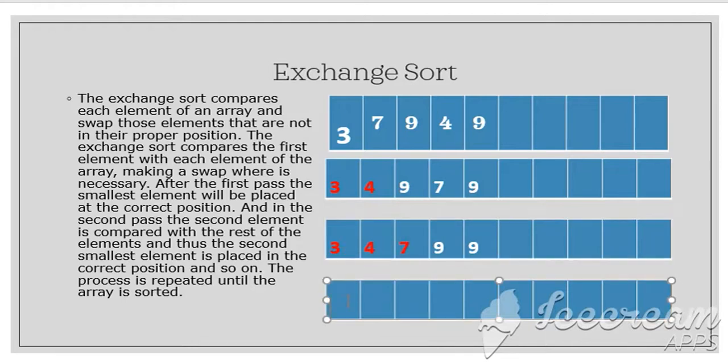And in the fourth pass, we know that 3, 4, 7 are in the correct position. And next we have to look whether 9 and 9 are at the correct position. For that, we are going to compare. So all the 3 elements are in the correct position.